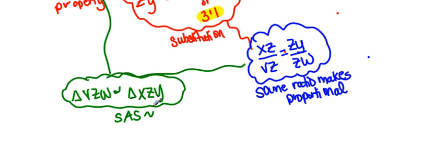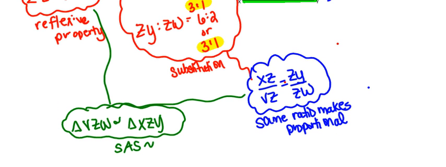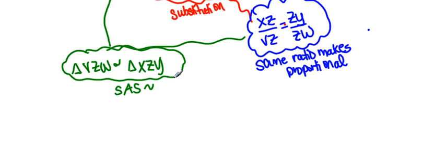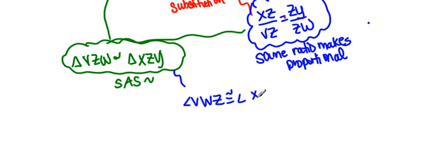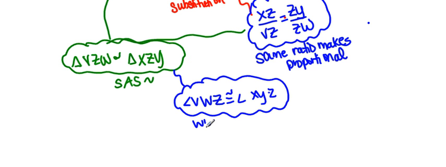And once I've established the fact that those two triangles are similar, I know two things. I know, first of all, that the lengths of their corresponding sides are in proportion. Secondly, and more importantly for this proof, I know that the corresponding angles are congruent. I'm simply going to state: when two triangles are similar, corresponding angles are congruent.